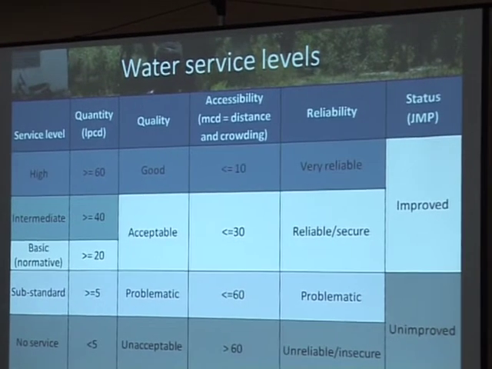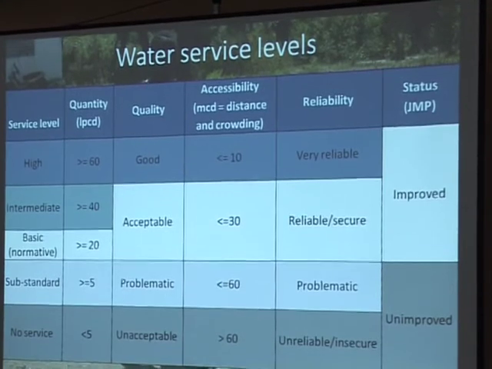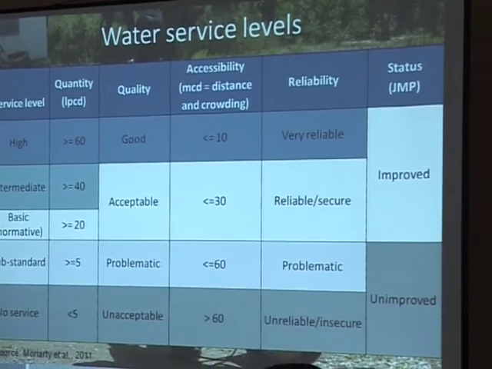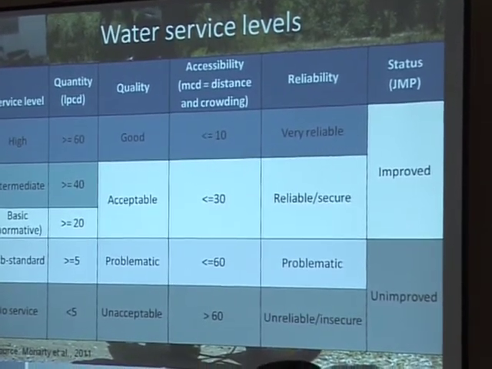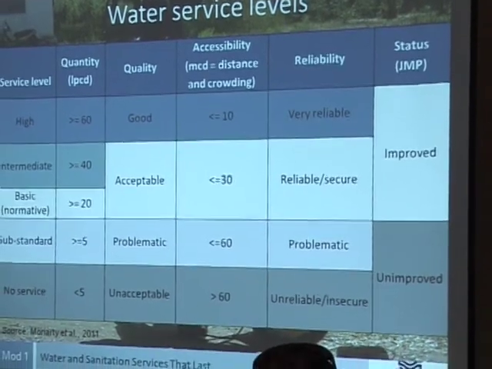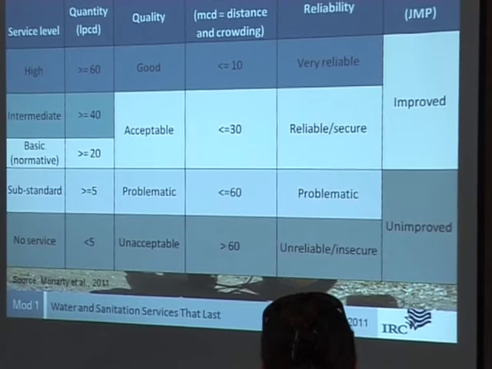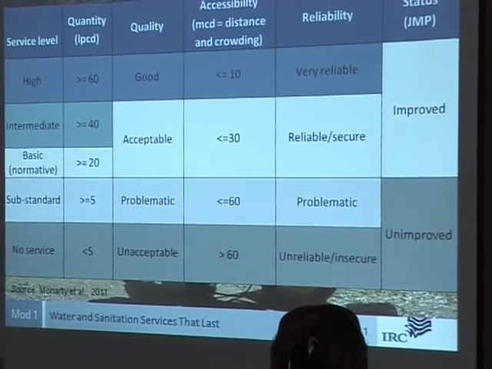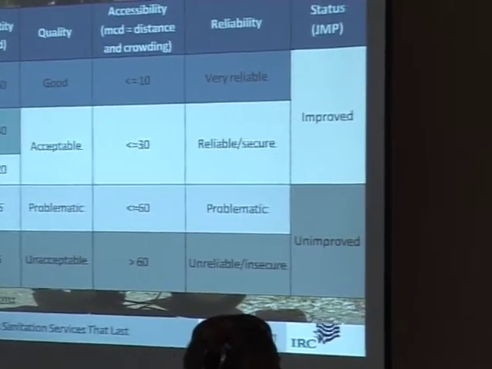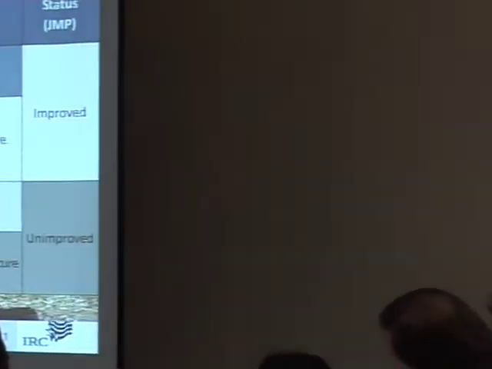So accessibility, it's minutes per capita per day. So we jam distance with crowding together. So it's the total minutes per capita per day. You put in the distance, so these are composite indicators. Behind this, you have as many indicators as you want.